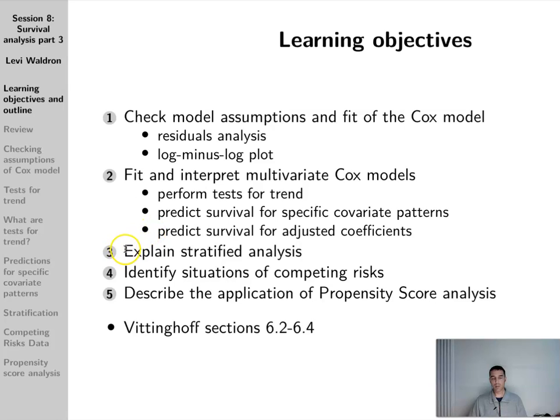We're going to cover a bit about stratified analysis so that you will at least be able to explain what it means and understand it and eventually be able to perform it. You will learn to identify situations of competing risks. We're not going to get into the details of it or how to actually perform these analyses because it requires a whole additional session at least of its own, but we'll at least cover what it is and how to know when you're in this kind of situation.